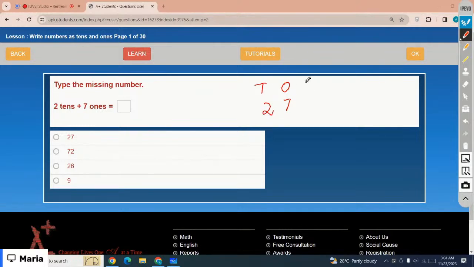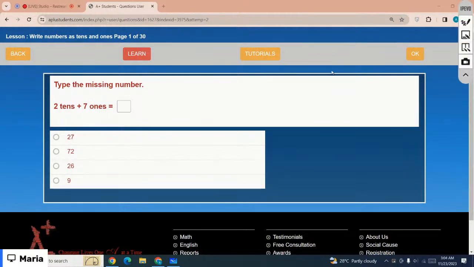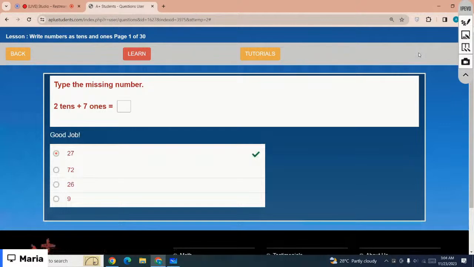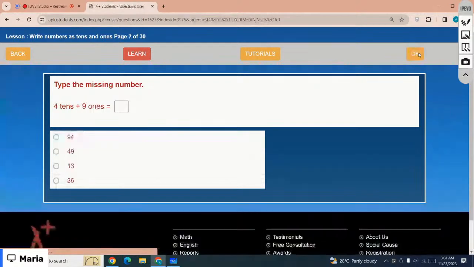So you have to keep the place value chart in your mind. The rightmost digit is always the ones digit and then you have tens. So together they make the number 27. Option number 1 is the correct option, right? They make the number 27. Okay, the next one is: type the missing number. 4 tens plus 9 ones. So which is the correct option?